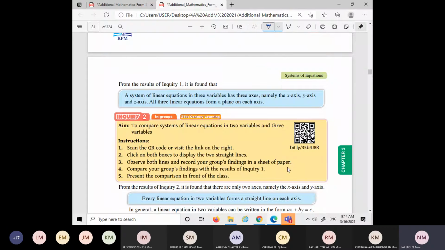To compare a system of linear equations in two variables and three variables. So let you see. This one you have learned before, a system of linear equations in two variables. So we want to see the graph.